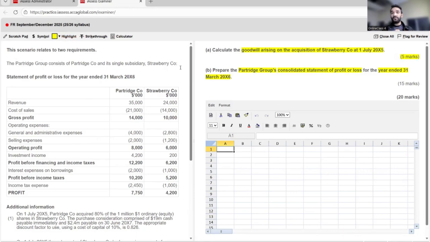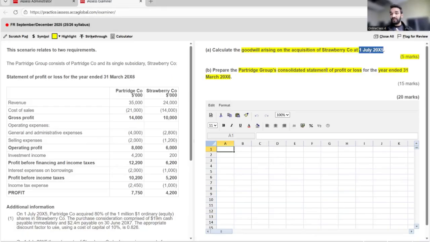Please remember always, when you are reading the question, make sure that you make the timeline. If your year is ending on 31st March, it means it started on 1st April X5, and you acquired the company on 1st July X5. So from these requirements it is getting clear that we have not acquired the subsidiary for the whole of the year. It's a part-year acquisition, from July to March, so most probably it will be 9 months.